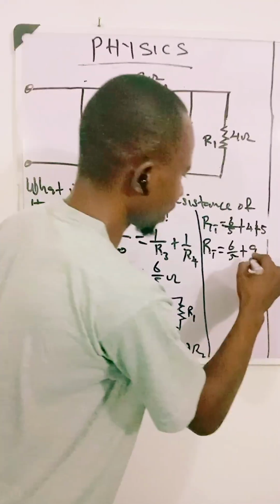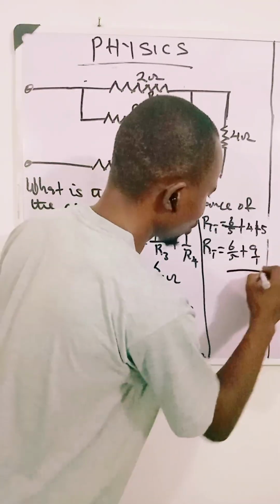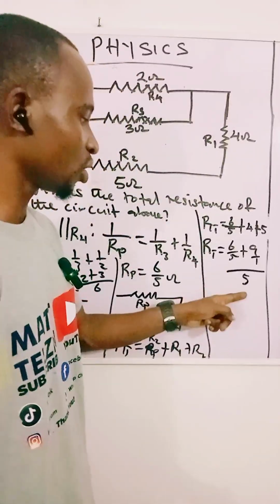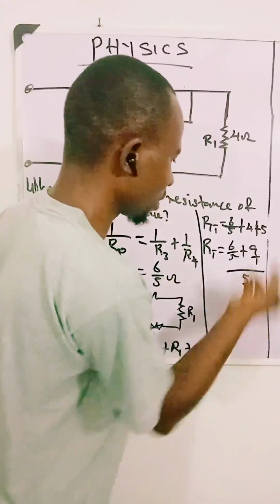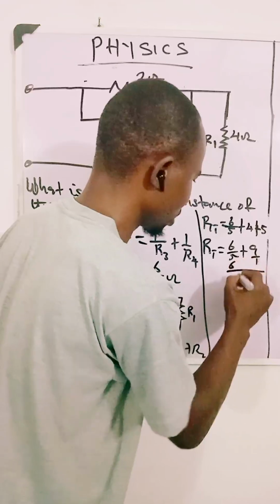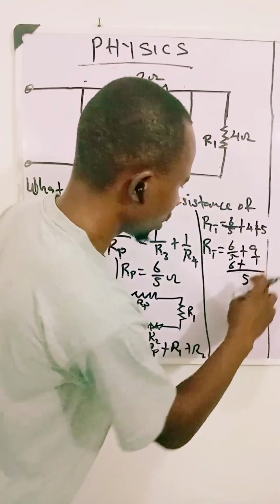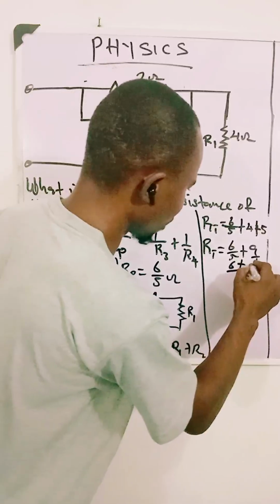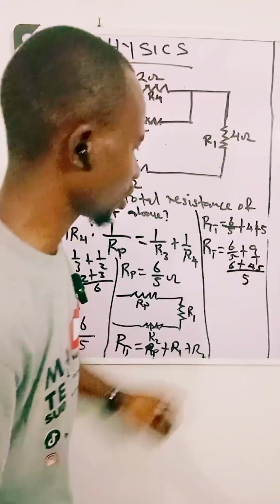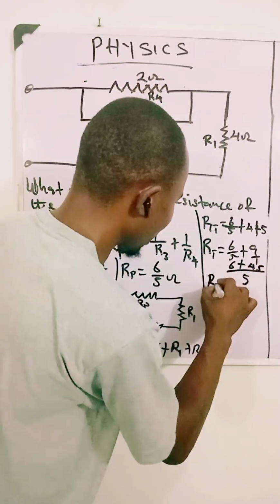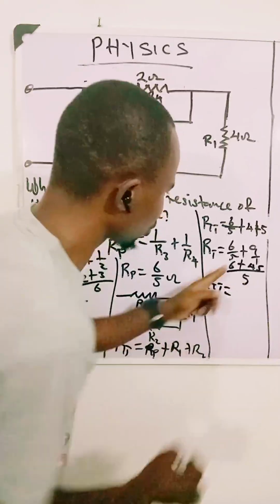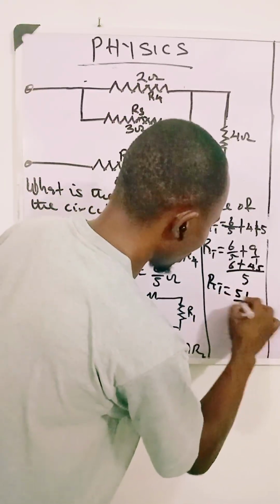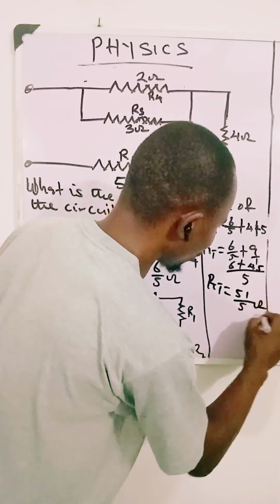Next thing is I'm going to find the LCM. This is over 1. So the LCM is 5. Okay, 5 into 5, 1. 1 times 6, I have 6 here, plus, 1 into 5 is 5. 5 times 9, I have 45. Okay, so I'll add this. My R total is equal to 6 plus 45. This will give me 51 over 5 ohms, right?